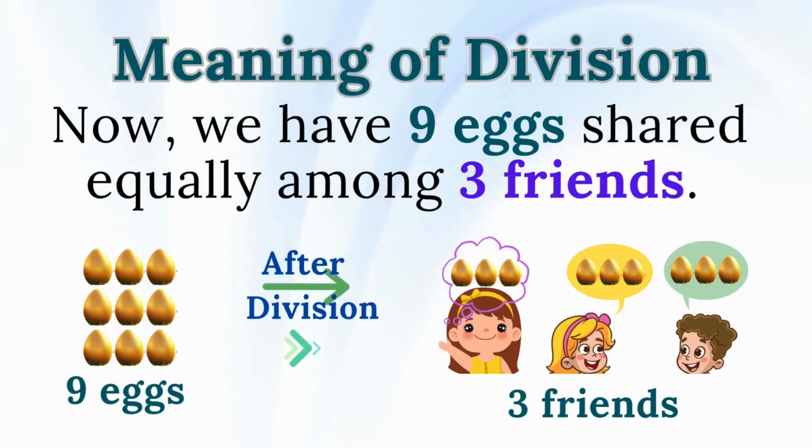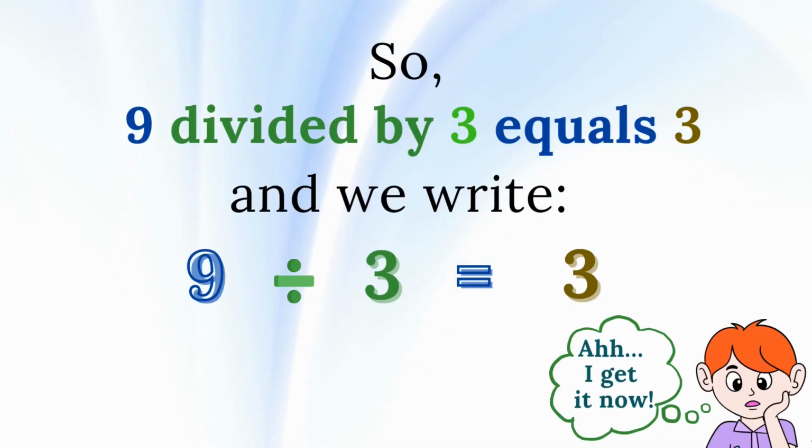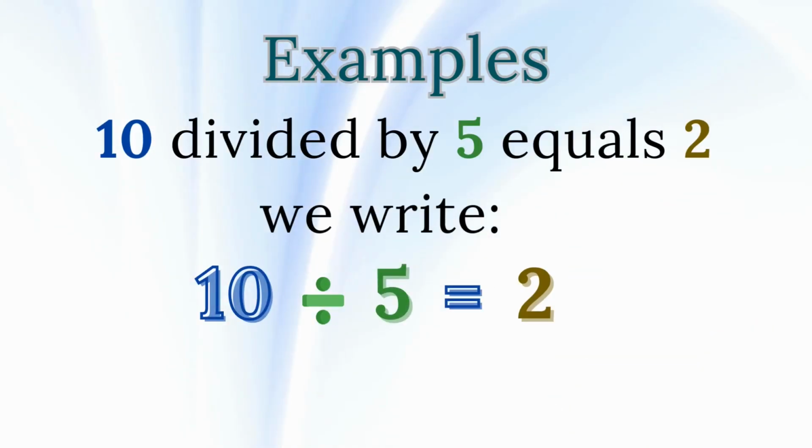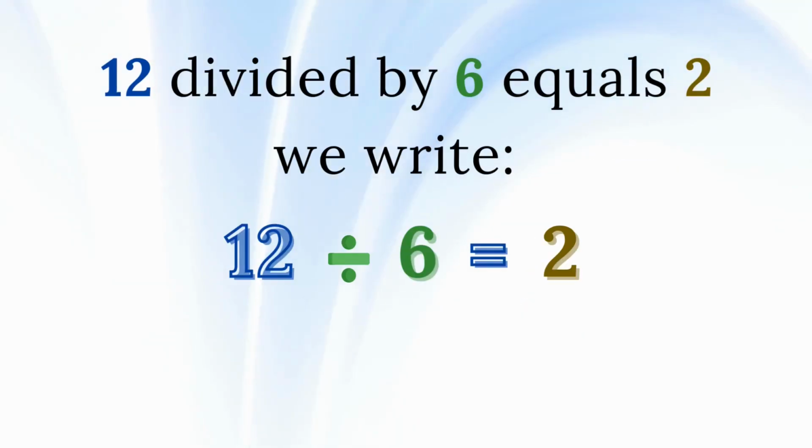Meaning of division. Now, we have 9 eggs shared equally among 3 friends. Each friend gets 3 eggs. So 9 divided by 3 equals 3, and we write 9 ÷ 3 = 3. Examples. 10 divided by 5 equals 2. We write 10 ÷ 5 = 2. 12 divided by 6 equals 2. We write 12 ÷ 6 = 2.